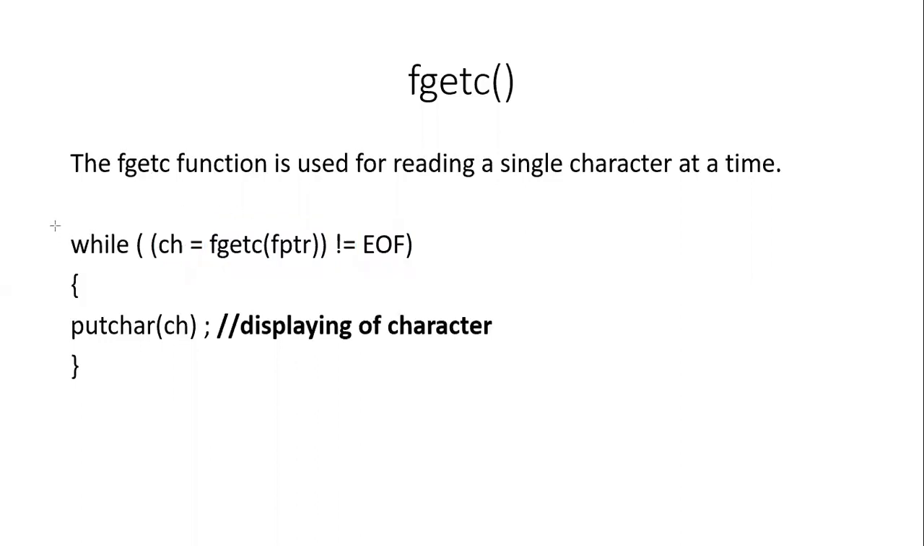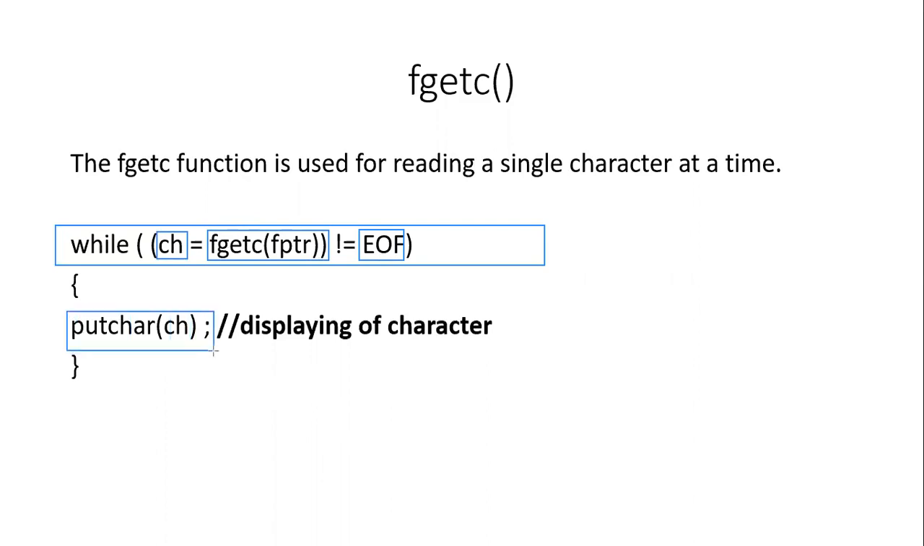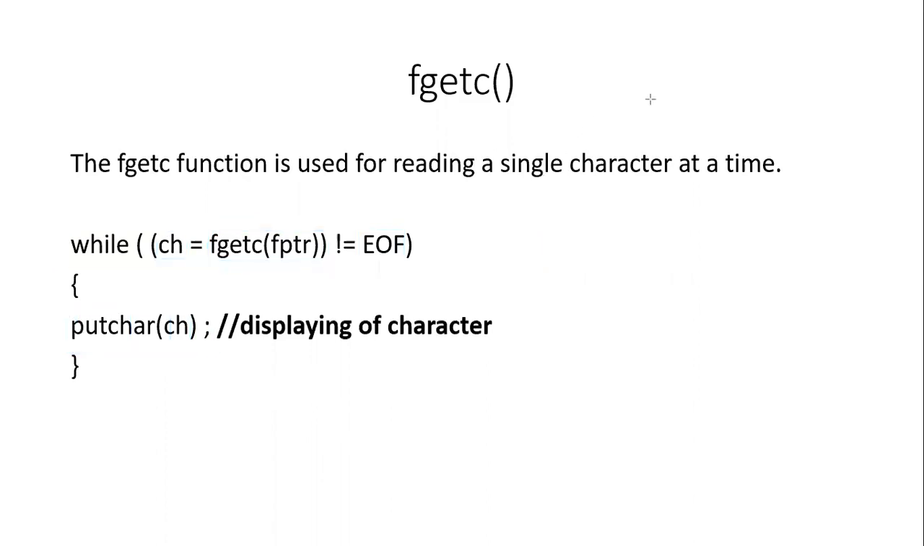So how can we read all characters one by one using this while loop? ch equals fgetc(fptr) not equal to EOF. That means when you read a single character and you have not reached the end of file, the character read by the fgetc function will be returned to ch, and then you can simply display that character on the screen. I hope this reading is clear.